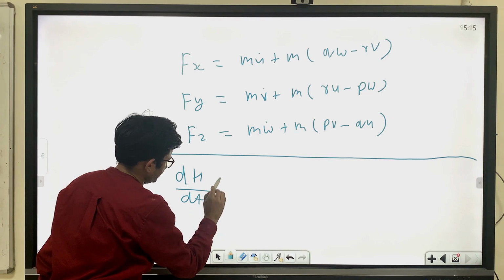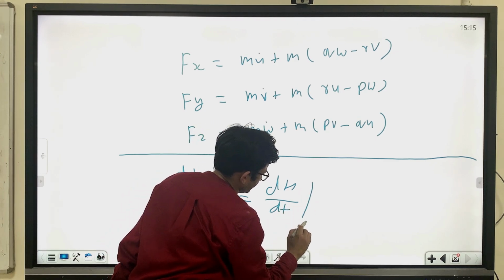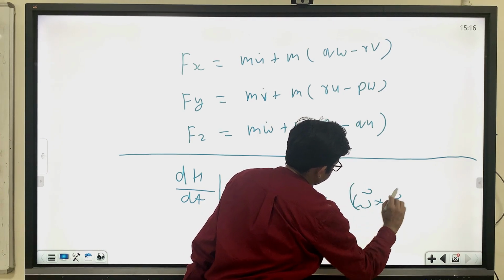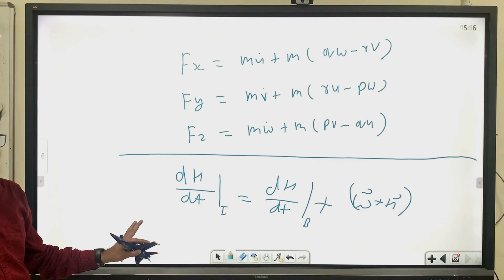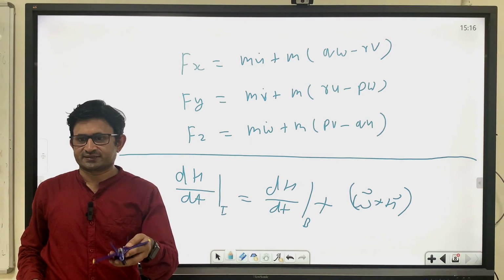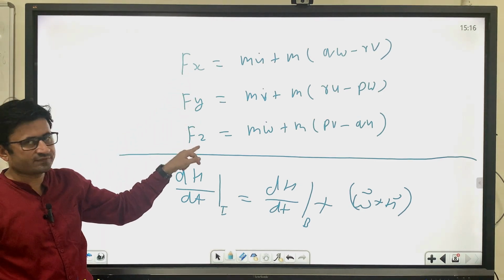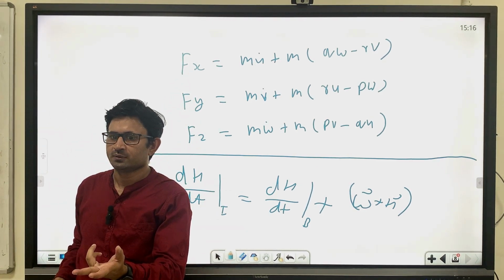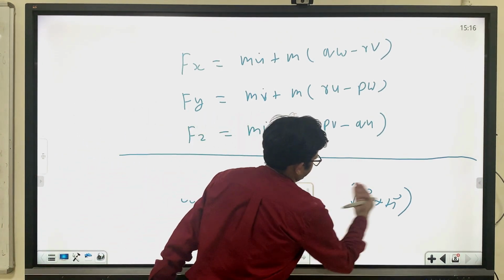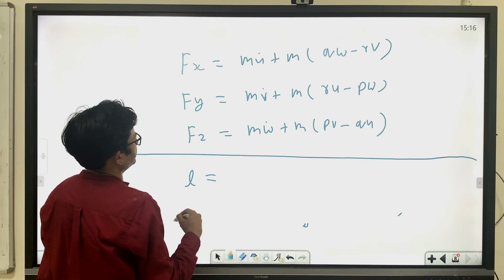dh by dt inertial, dh by dt body and omega cross h, right? So what about the moment about the x-axis? We have written three forces, Fx, Fy, Fz. Similarly, I will write three moments L, M, N. So what can you write? L. Directly by seeing this you can write L. No need to again do the mathematics.